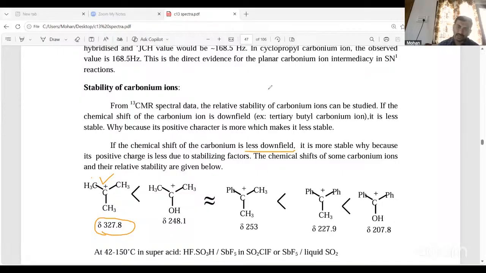As we discussed in the very beginning, in the first class, electron density is inversely proportional to the chemical shift values, as in the proton NMR spectra. The same statement is applied here, right? So among these, here is the tertiary butyl carbocation, and here a hydroxy group is there.